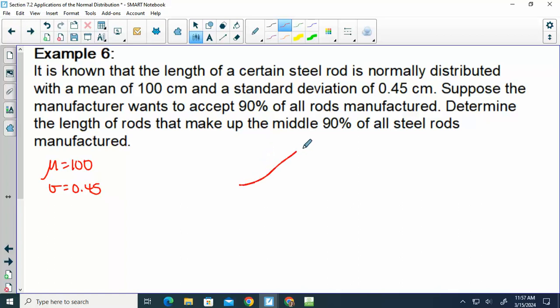Okay. So they want to keep 90%. Does that mean they just want to get rid of the biggest 10%? No, they want to keep the 90% that is closest to average. So they are going to get rid of the smallest and the biggest. If 90% is in the middle, what's the percent on each of these? Yep, so this is 0.05.